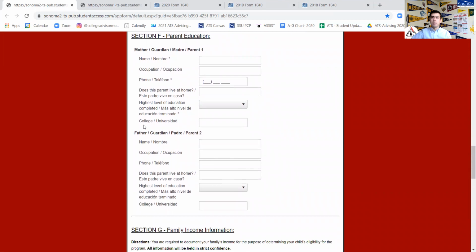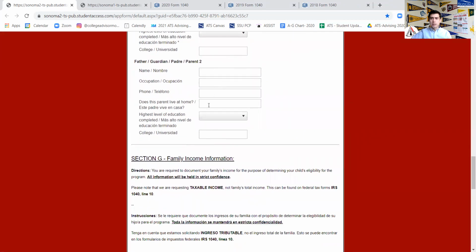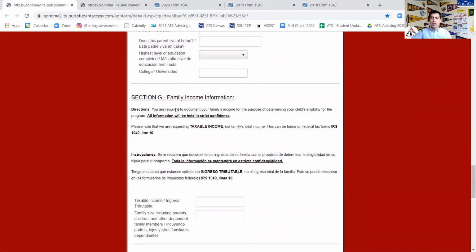And then same with the second parent or guardian. Please put that information there. And then it's family income. This is probably the hardest question for students to complete. It is not your adjusted gross income. It is not how much you made in total. It is taxable income. Usually this number is a lot lower than your adjusted gross income.